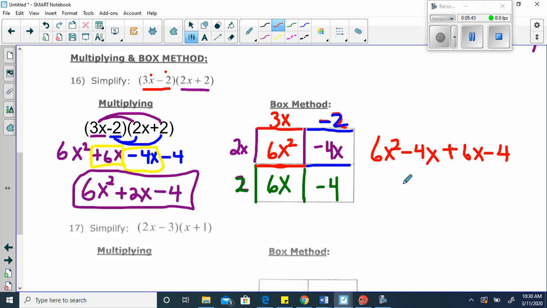Okay? Okay, so now I'm just going to combine my like terms like I did before, negative 4x and 6x. That gives me 2x. And I bring down my negative 4, and bam, look at that. Same answer.